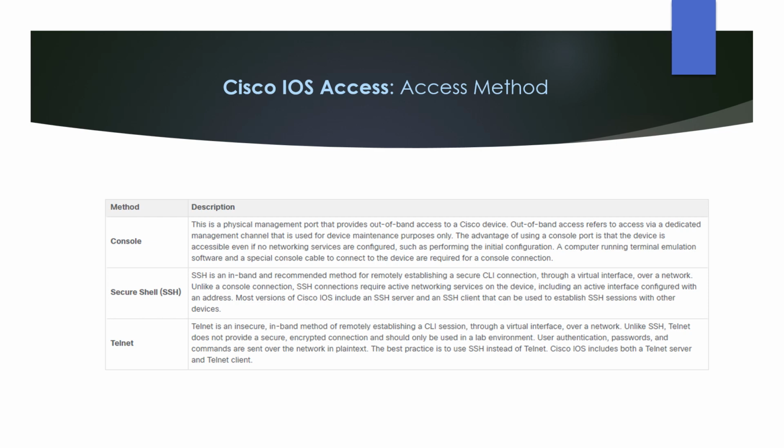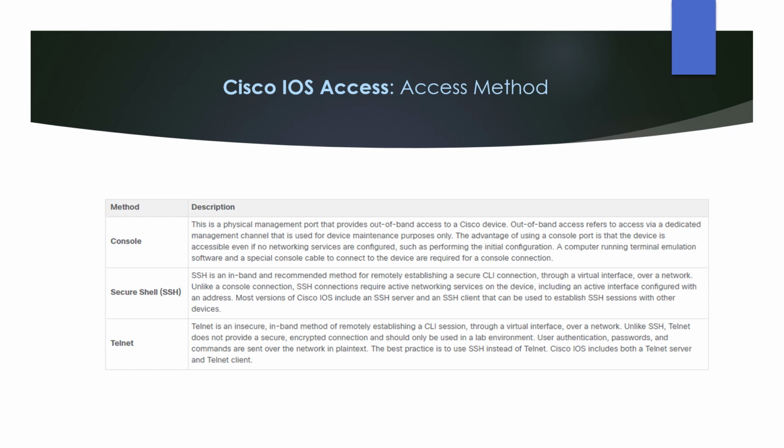Remember that you can configure a switch with a console, Secure Shell, and Telnet. Console is a physical management port that provides out-of-band access to a Cisco device. Secure Shell is an in-band and recommended method for remotely establishing a secure command line connection, and Telnet is an insecure in-band method of remotely establishing a command line session through a virtual interface over a network.